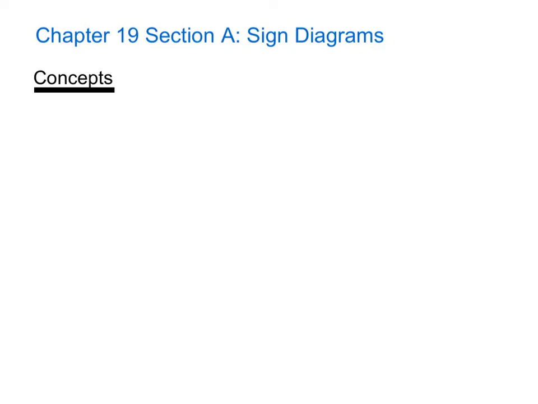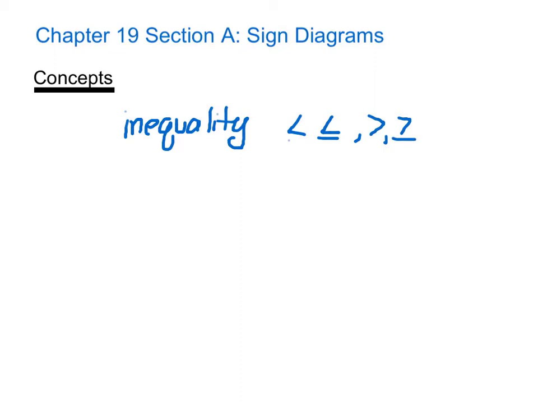In this video, we're going to look at Chapter 19, Section A on sign diagrams. Sign diagrams are useful when we are studying inequalities. And an inequality is not an equation. Instead, it uses the symbols less than or equal to, greater than or equal to.